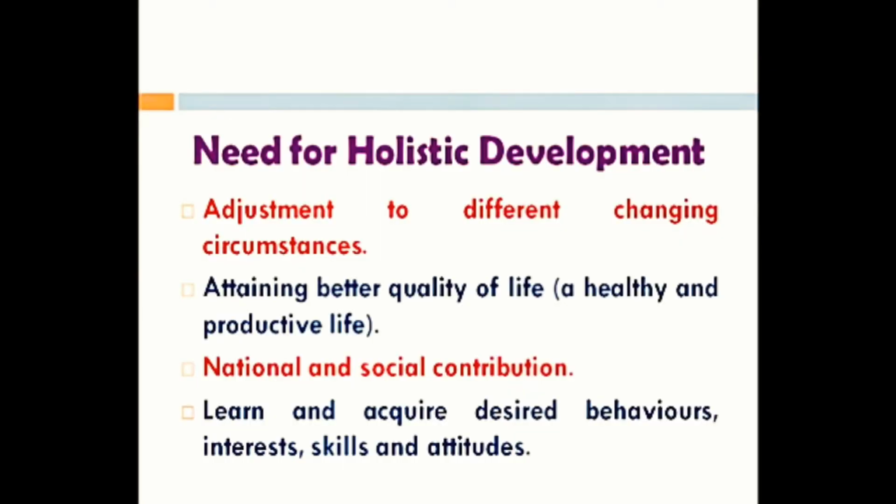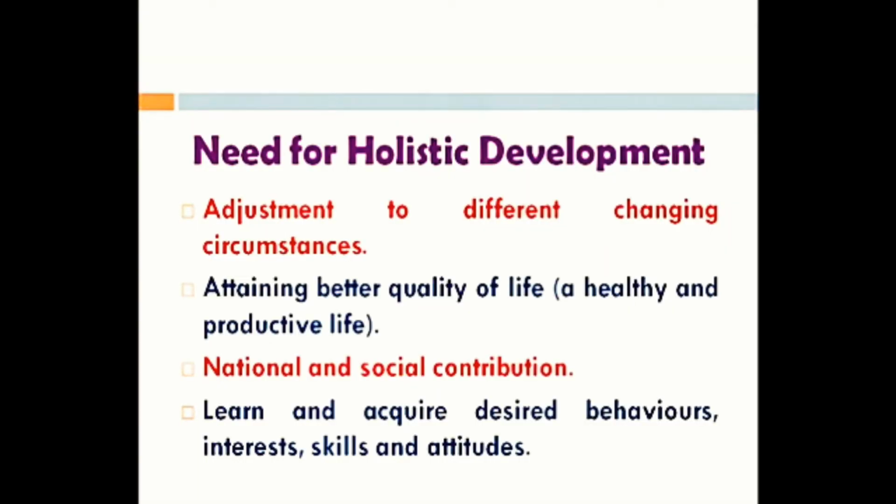Then holistic personality development of the child is required to attain a better quality of life. Better quality of life means a healthy and a productive life. That means in order to lead a good life, which is according to the social norms and social ethics, holistic personality development is required. What are the social norms? We should know about that. The child must have knowledge and understanding about those social norms and social ethics.